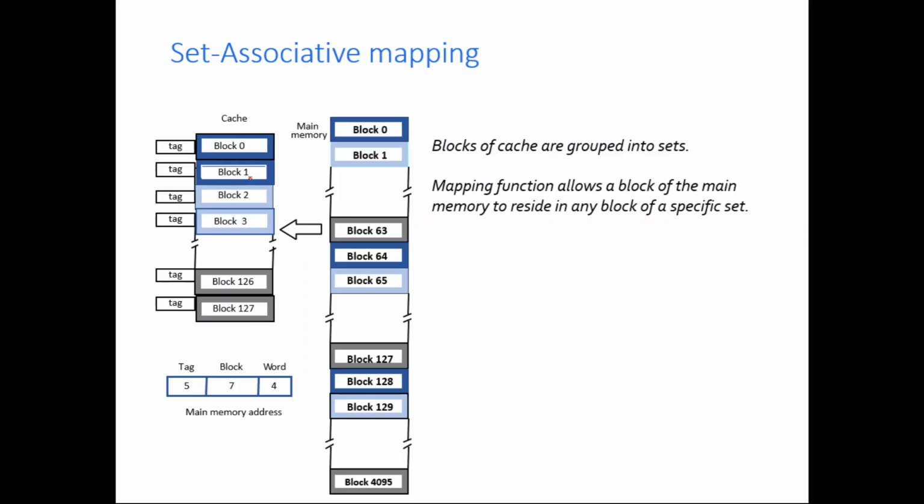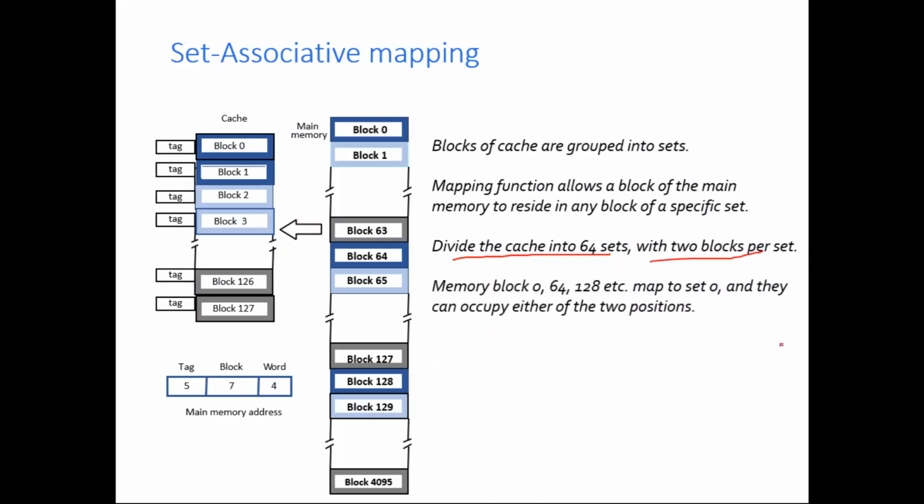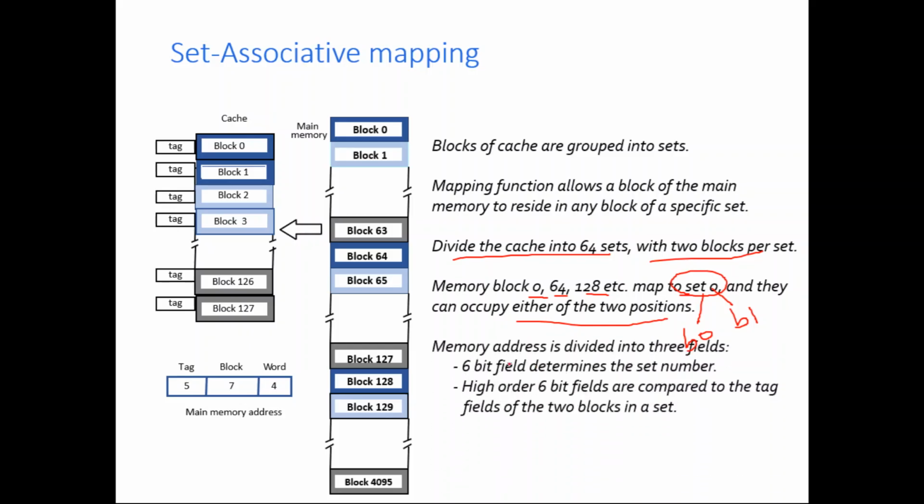So here we divide the cache into 64 sets in such a way that there are 2 blocks per set. Now the memory blocks 0, 64, 128, all of these will be mapped to set 0. In set 0 they can go to any block, either block 0 or block 1, that depends. They can occupy either of the two positions, that is, two blocks. Fine. Again here also the memory address is divided into three fields.